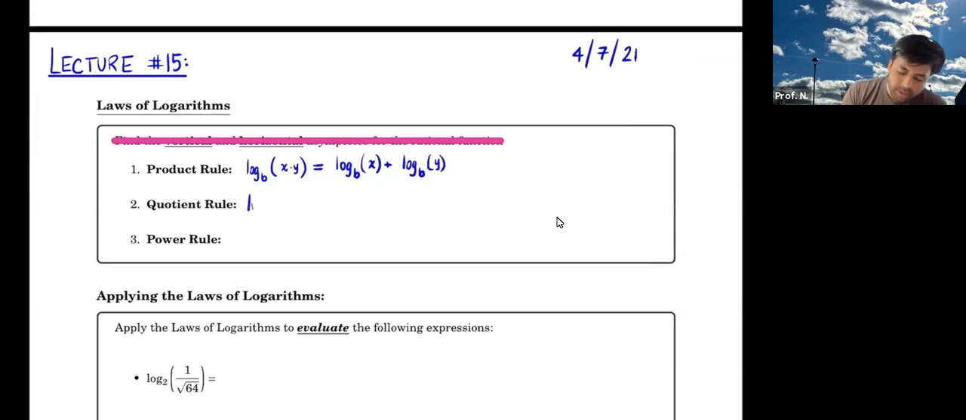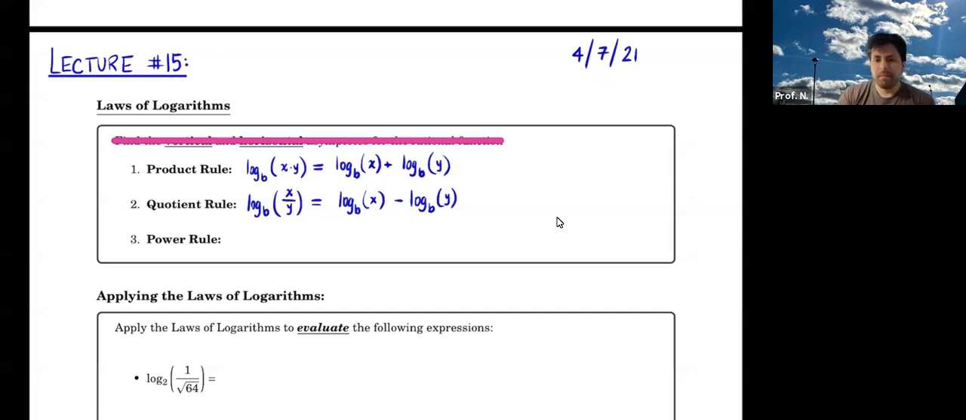And the same thing goes for log base b if you have a quotient, x divided by y. So if you have a quotient, you can rewrite this as a difference: log base b of x minus log base b of y. All right. And then the last one, log base b of x to the a value. So let's say I have x raised to some exponent. The power rule states that I can take out that a and put it in front as a multiplication. So these are my 3 laws of logarithms.